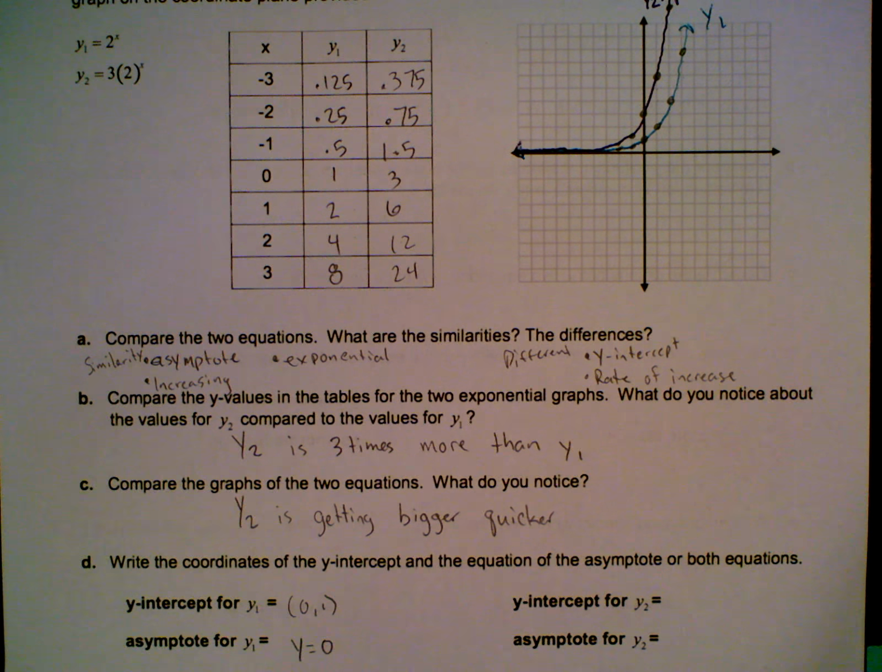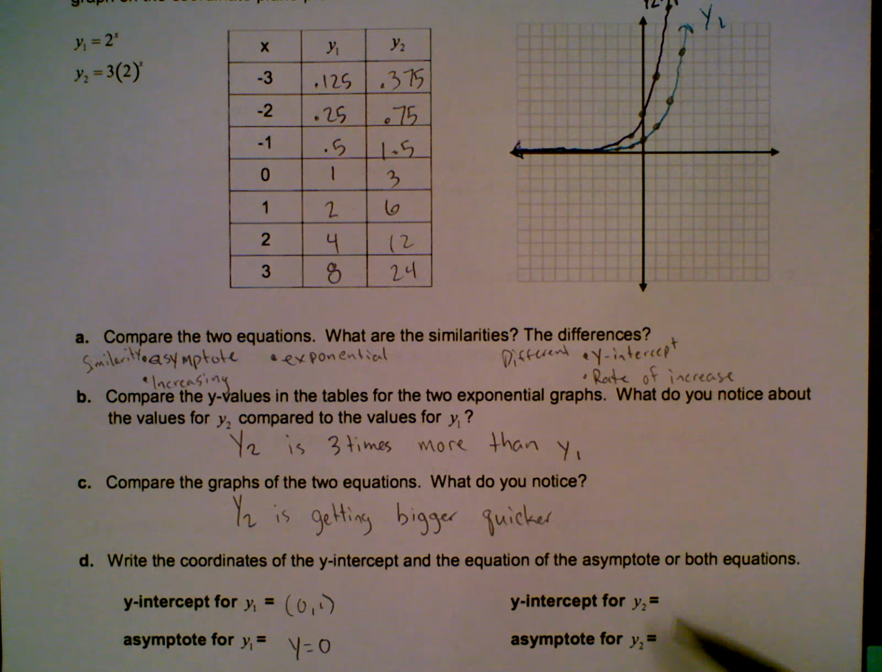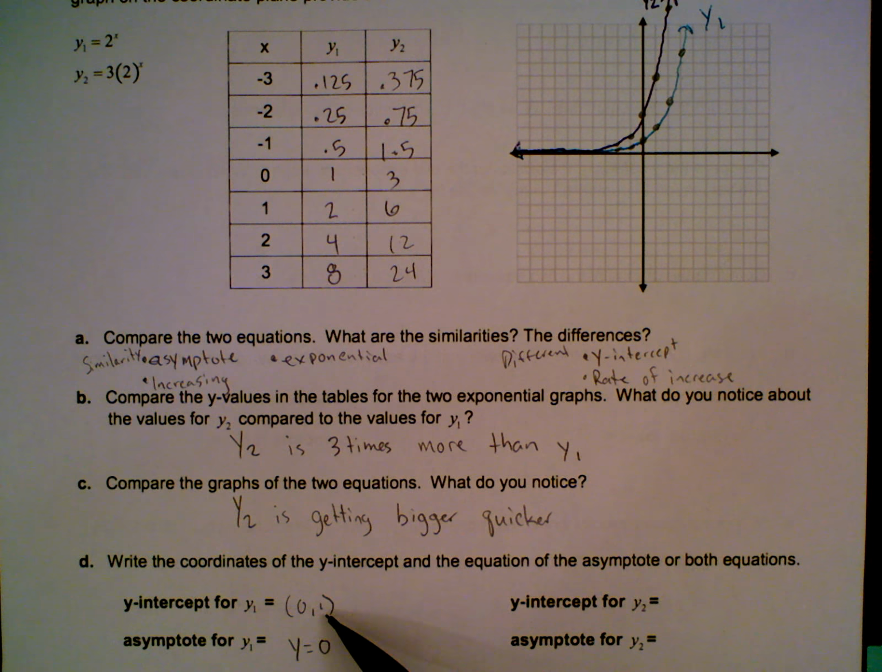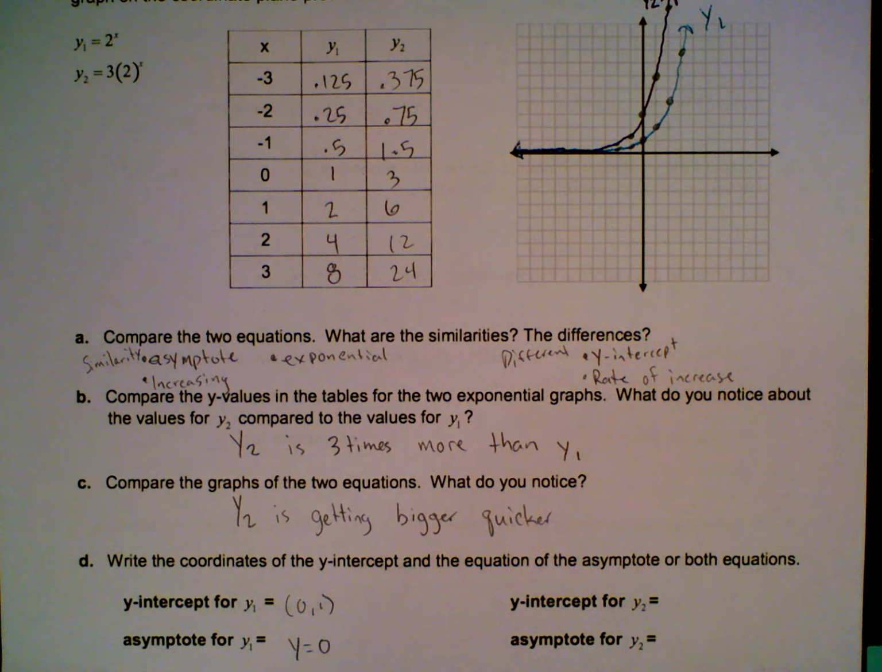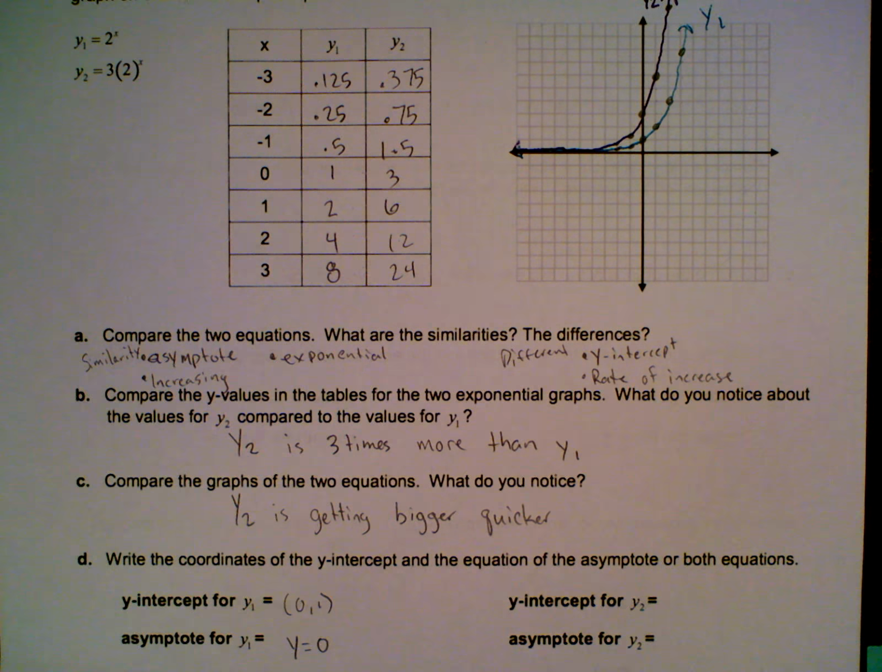For the y2 equation, go ahead and do this one on your own, and then put that answer into Socrative. I'm looking, first of all, for the y-intercept. Make sure it is in this form: parenthesis, number, comma, number, parenthesis, with no spaces. And for the asymptote, make sure you put in an equation, like I did for y1. So it should be y equals, and then the number of the asymptote. Go ahead and do those two into Socrative, and then we'll continue with question E. Pause the video if you need to.